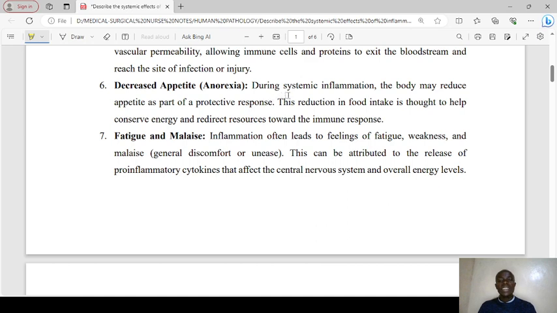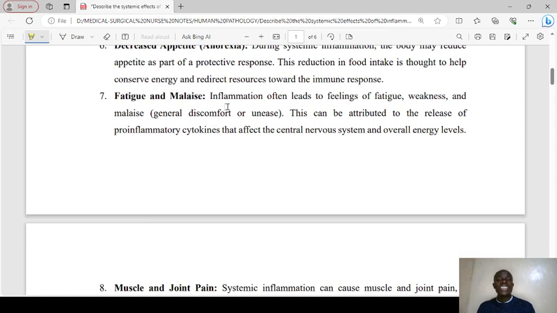So during systemic inflammation, the body may reduce the appetite as part of a protective response. This reduction in food intake is thought to help conserve energy and redirect all resources and energy towards the immune response. We also have fatigue and malaise. Inflammation leads to feelings of fatigue, weakness and malaise. This can be attributed to the release of pro-inflammatory cytokines that normally affect the CNS and the overall energy levels.